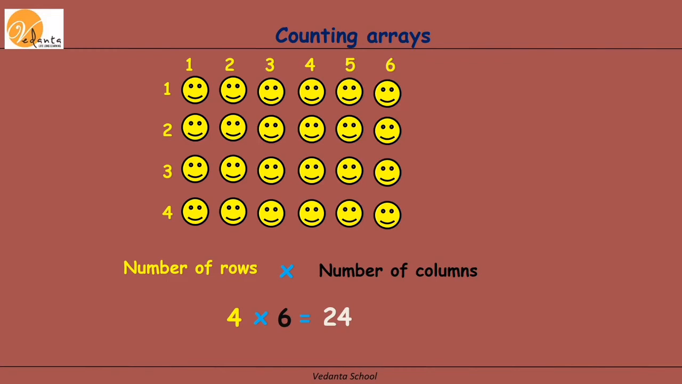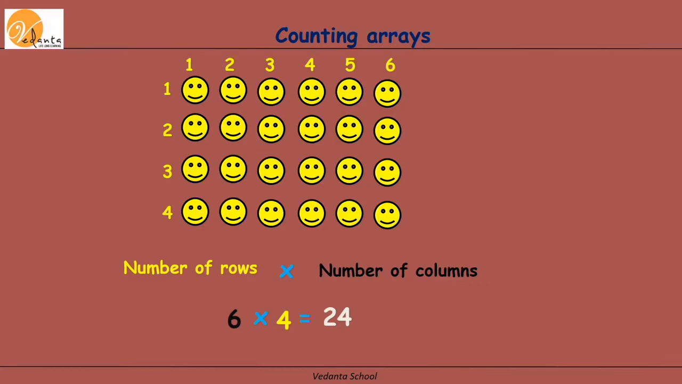You can even do it the other way around, counting the number of columns first and multiplying it with the number of rows. Will that change the answer? What is 6 fours are? That is also 24. So you can do multiplication either way. Even if you change the order of the numbers, the answer is the same.